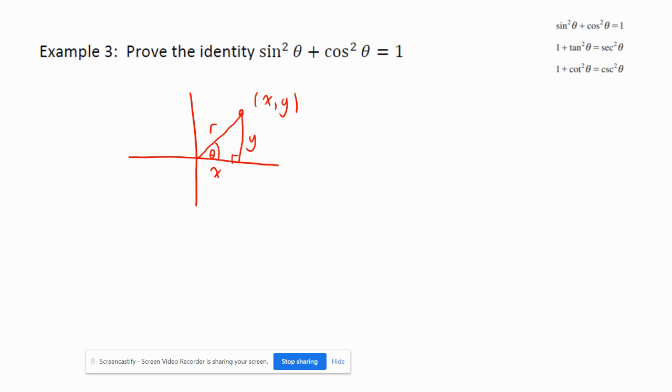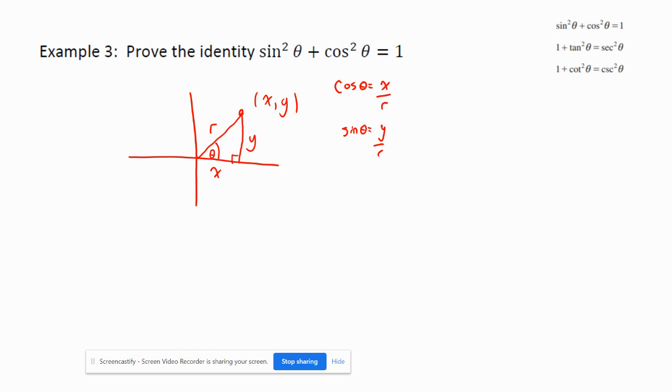Okay, so defining this, in terms of SOHCAHTOA, which is our basic primary trig ratios, we have cosine theta equals x over r, and we have sine theta equals y over r.